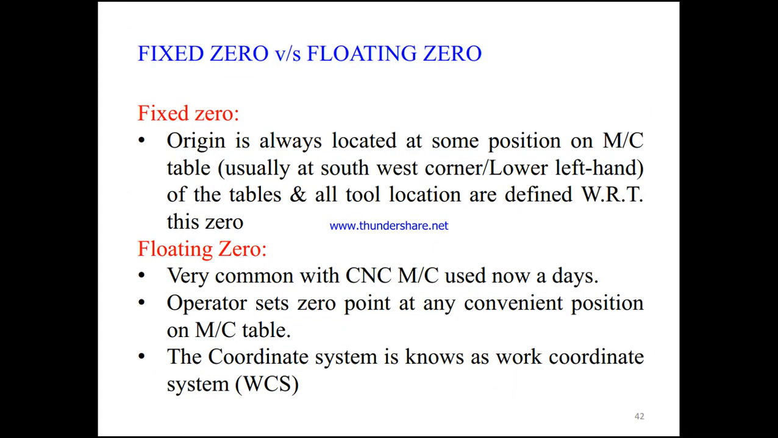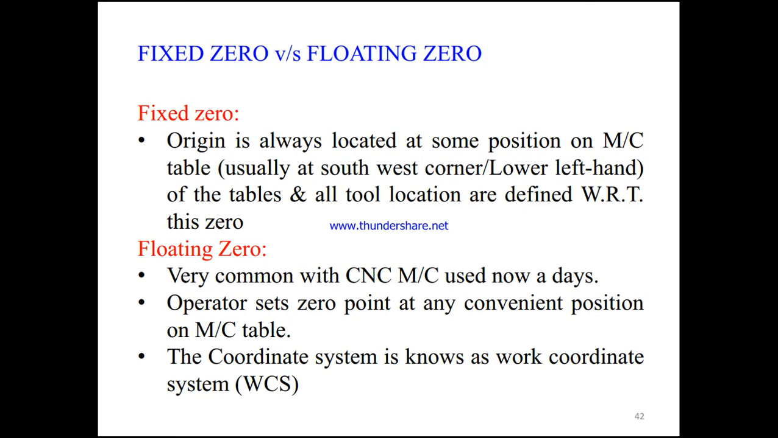So it involves fixed zero and floating zero. What exactly are fixed zero and floating zero? Fixed zero is where the origin is always located at some position of the machine table, usually the southwest corner or lower left-hand corner of the table, and all tool locations are defined with respect to this zero point. So that is what we call fixed zero.